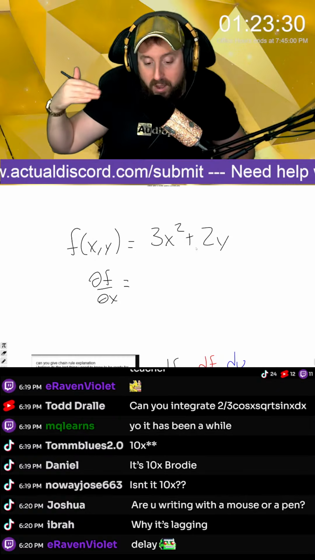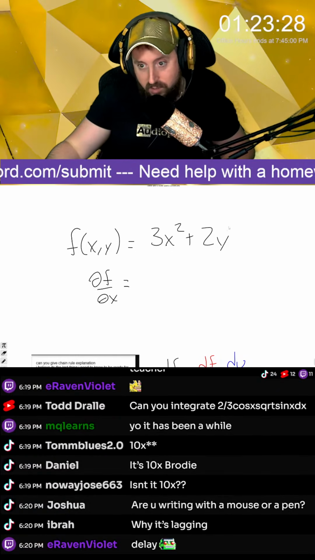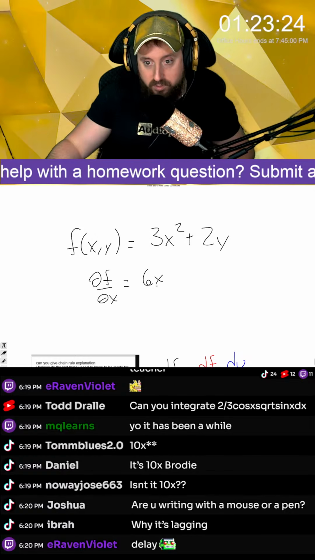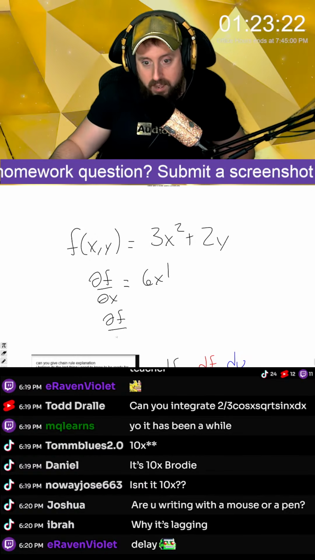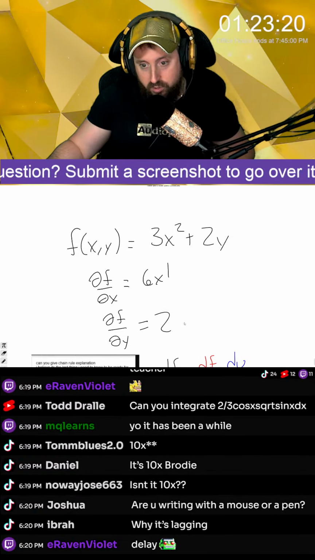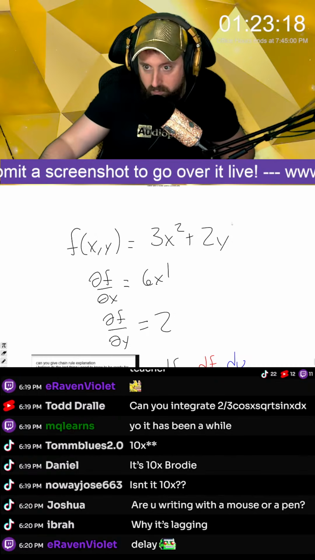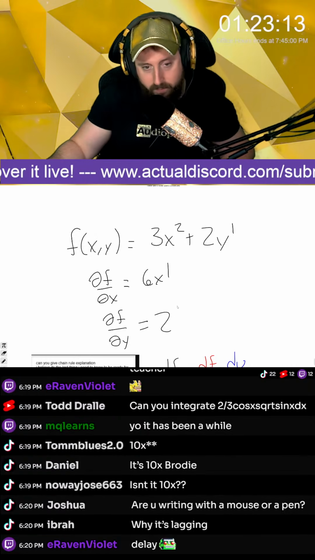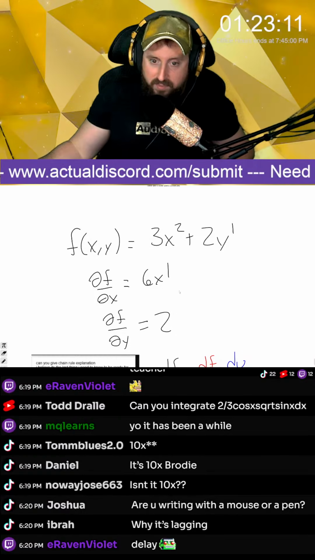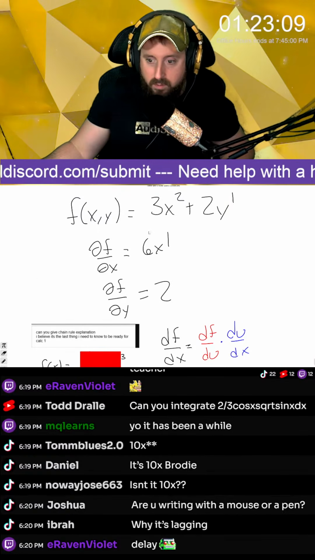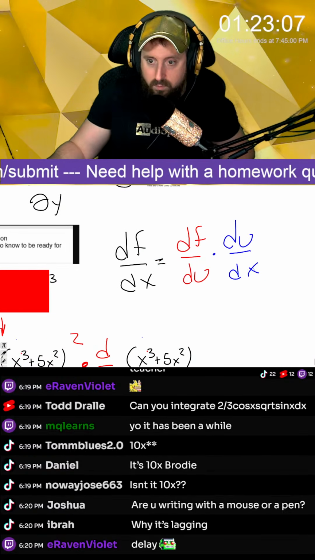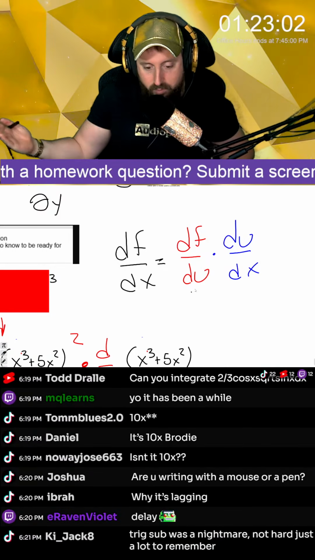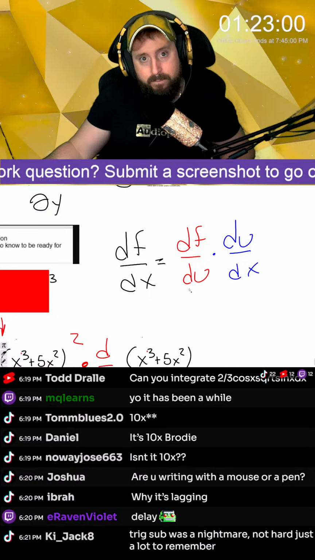So we don't care about how it changes, and so we consider the change of that to be 0. So df/dx in this case would be equal to 6x to the first. df/dy would be equal to just 2, because 2y to the 1 then becomes 1 times 2y to the 0. So that's the notation. When we write this out, this is what you're taking the derivative of, and then this is the variable you're taking it with respect to.